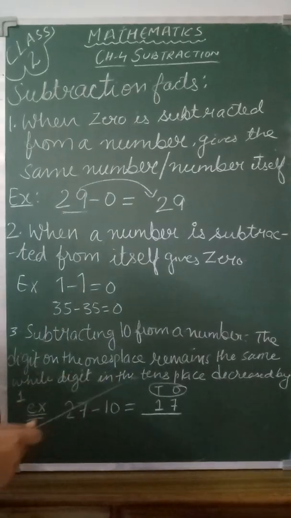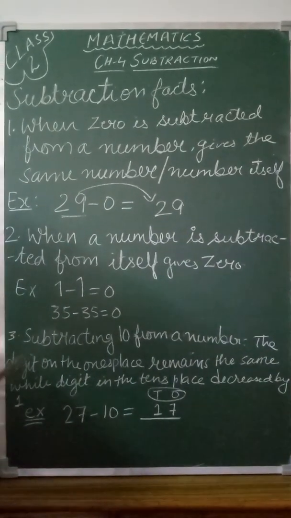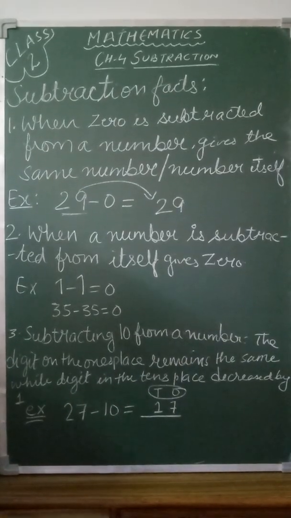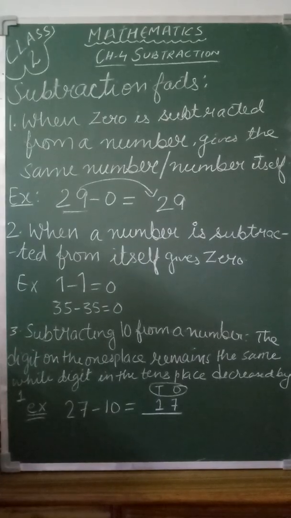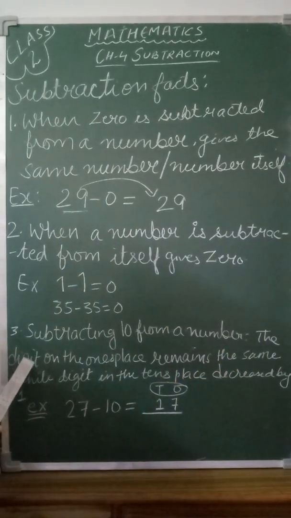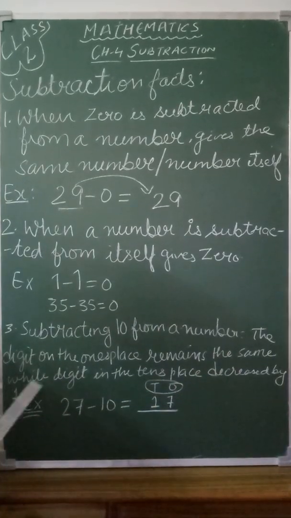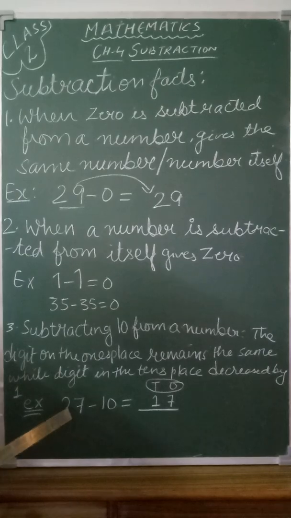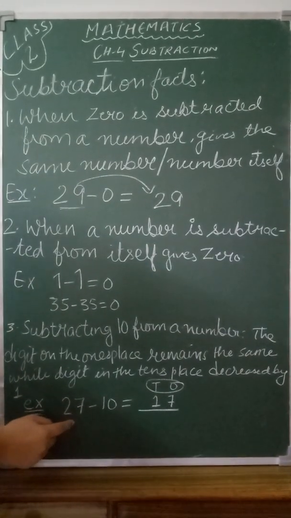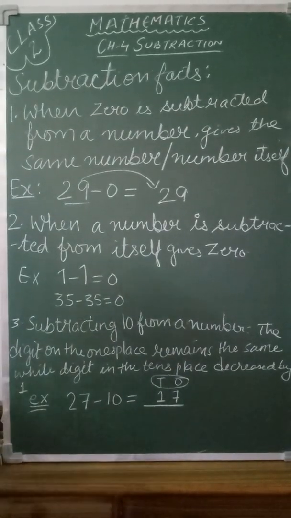Subtracting 10 from a number. This we can do in column way also, but sometimes we have to do the oral calculations or mentally we have to subtract the numbers. In that case we have to know this property. The digit on the ones place remains the same, while the digit in the tens place decreases by 1. So let's take an example. Here the number is 27 minus 10. Directly I have to know the answer without doing any calculation.